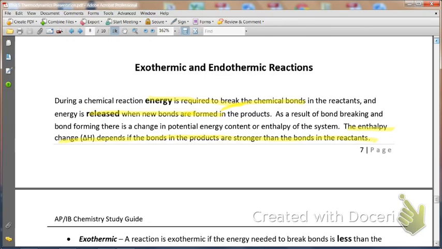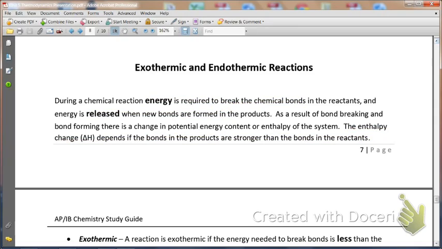So if you recall, the stronger the bonds, which means the stronger the electrostatic attractions, the lower the potential energy. All right? The weaker the bond, the higher the potential energy. And so we want strong bonds, low potential energy to create a stable state. And that's what you got to walk away with understanding all of this.